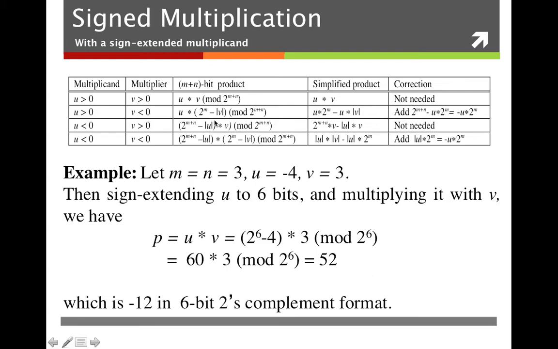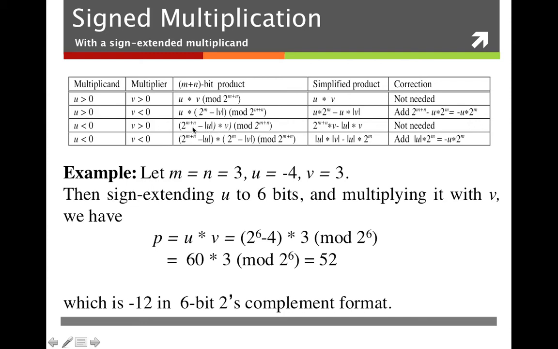Ultimately, all that means is that instead of calling it 2 to the n minus u, we are now calling it 2 to the m plus n minus u. That's how this sign extension works. You could actually try this out to convince yourself that's what happens. It's fairly straightforward. So with that correction made, now look what happens.